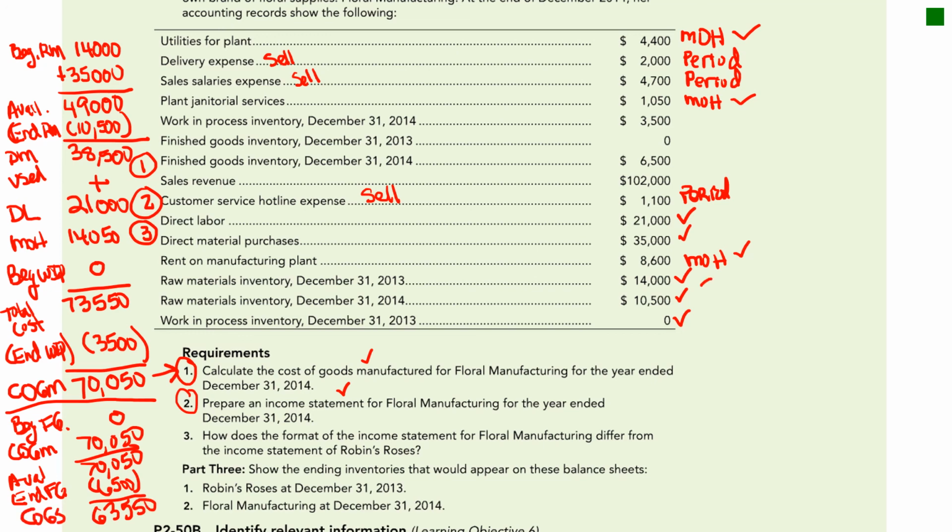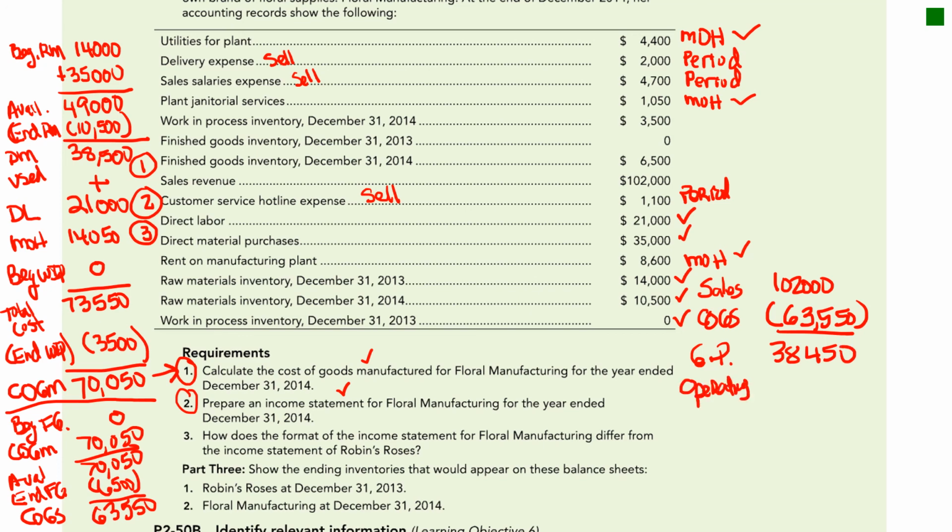So over here, let's put up the income statement. We've got our sales revenue of, it looks like it's $102,000. We've got our cost of goods sold, which we just calculated to be $63,550. We subtract that out, we get our gross profit, which in this case is $38,450. And then below that, we're going to subtract out all of our operating expenses. And in this case, we're looking for our period cost. So we've got the delivery, just identified those already. That's the $2,000 there.